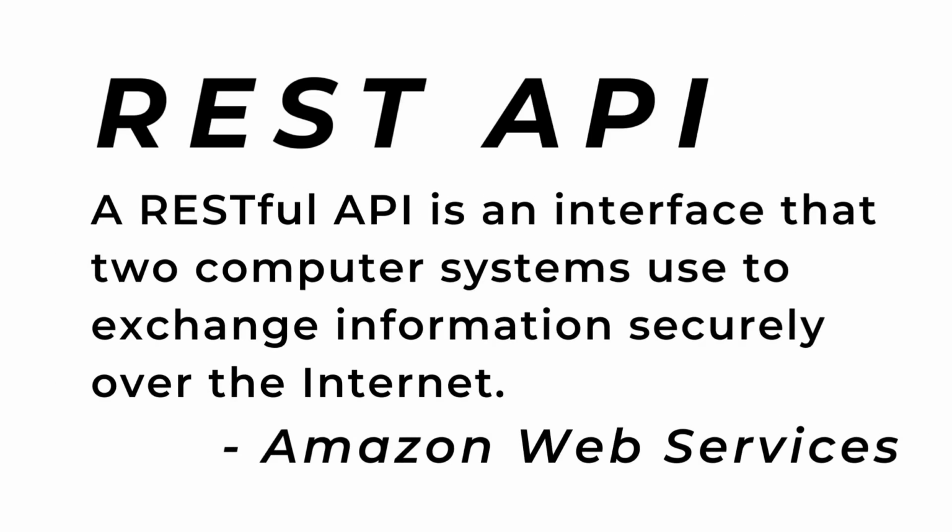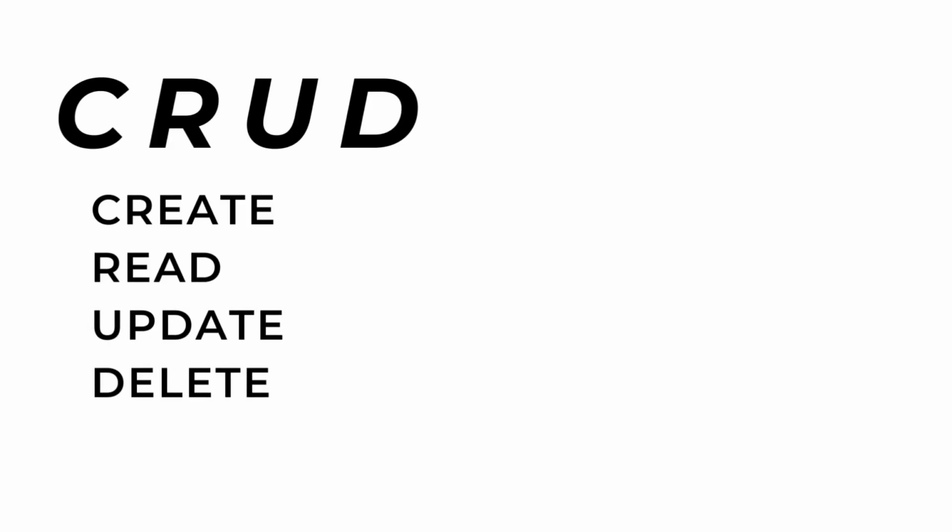A REST API, also known as a RESTful API, is an interface that 2 computer systems use to exchange information securely over the internet. The backend will receive requests from the front end. Those requests can be classified as CRUD operations. CRUD is another 4-letter acronym like MERN. The letters of CRUD stand for create, read, update, and delete.